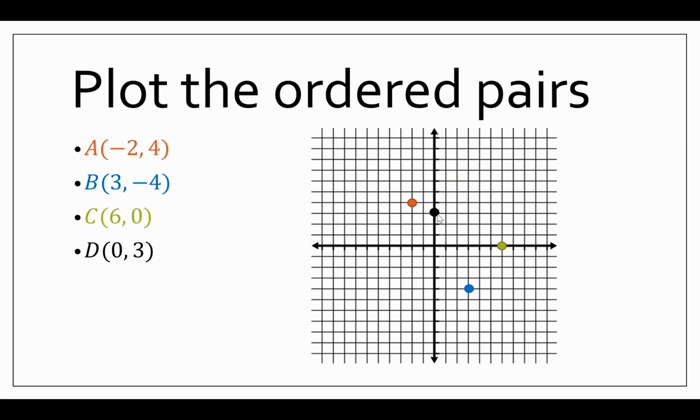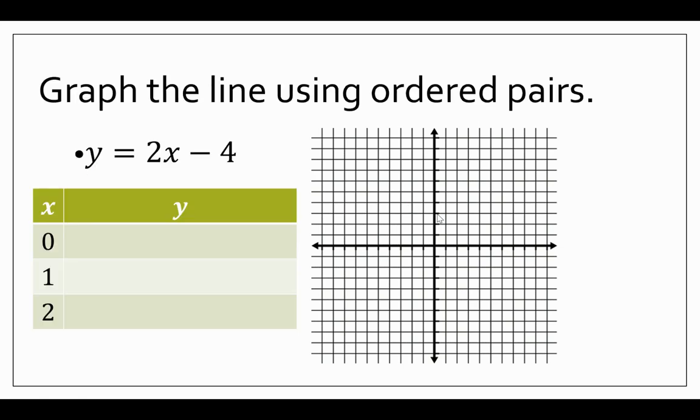When you do this on the homework, make sure you're clear on what point it is. You can use multiple colors if you like, or just be sure you're writing the number very, very neatly on your graph. Moving on. Graphing lines.